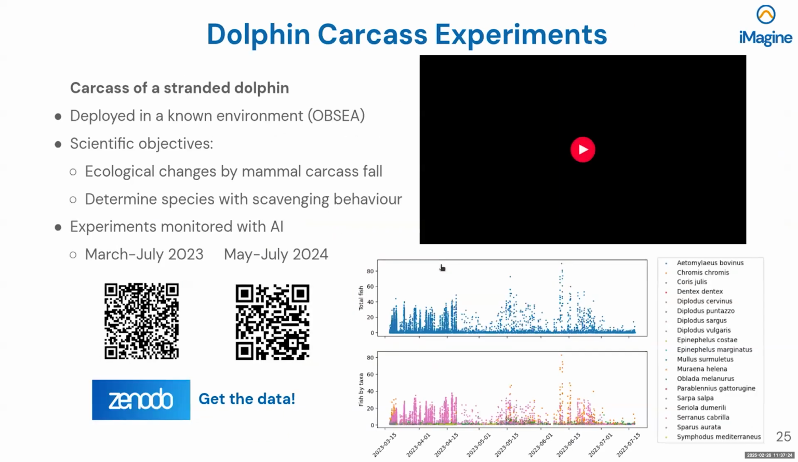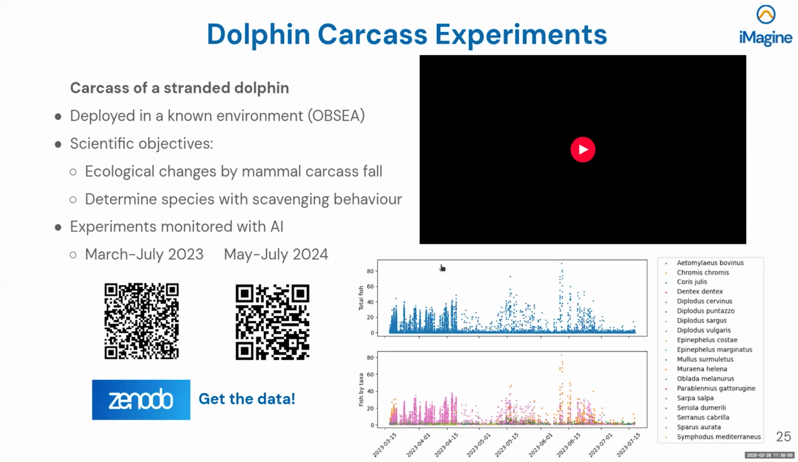And the last one is a series of dolphin carcass experiments that we did, a couple of them. From time to time, dolphin carcasses are found on the coast. Mainly they are killed by fishermen because they are entangled in the nets. And we ran a couple of experiments trying to see what happens when one of these mammals falls into a coastal area. So the scientific objectives are to see the ecological changes and also to determine which species have scavenging behavior.